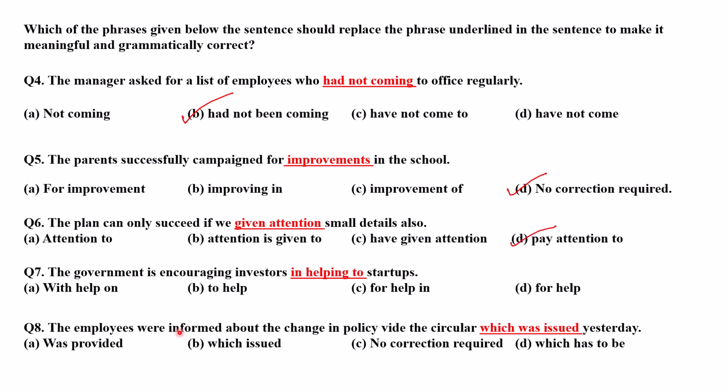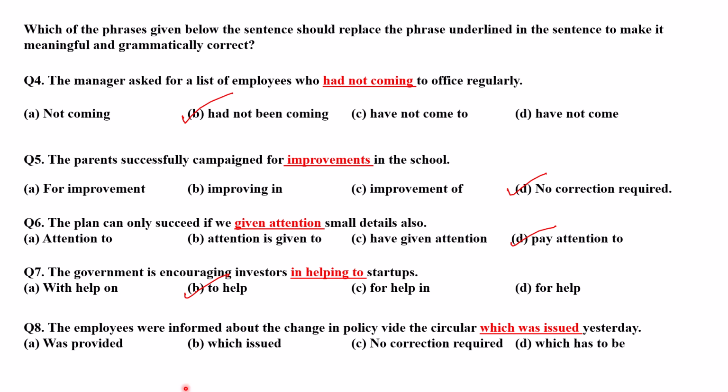Next, question number 7. The government is encouraging investors in helping to startups. In place of in helping to, it should be the government is encouraging investors to help startups. So option is option B.